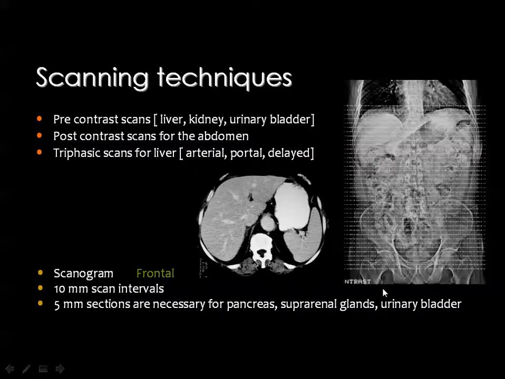The scanogram, as I have said, is a frontal scanogram, and the scan interval used for the abdomen in general will be a 10 millimeter scan interval, and sometimes it is 8 millimeter, no problem, but consider a 5 millimeter scan interval whenever you are examining the pancreas, the suprarenal glands, and the renal bladder. These structures are usually small, and if you have 10 millimeter scan interval, you will not examine these areas accurately, as I will show to you.